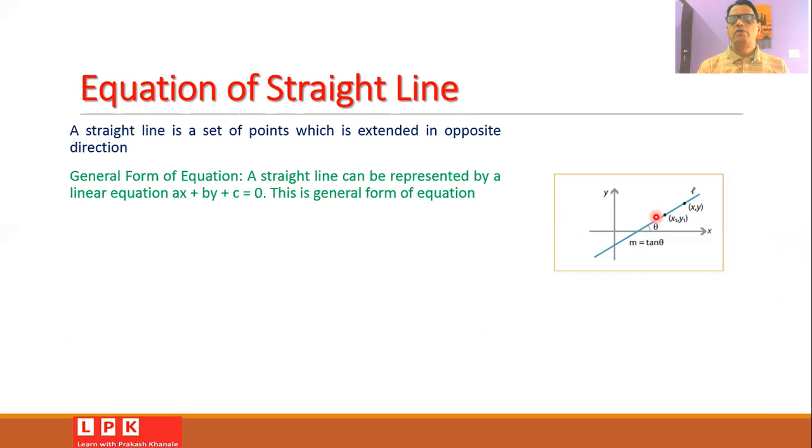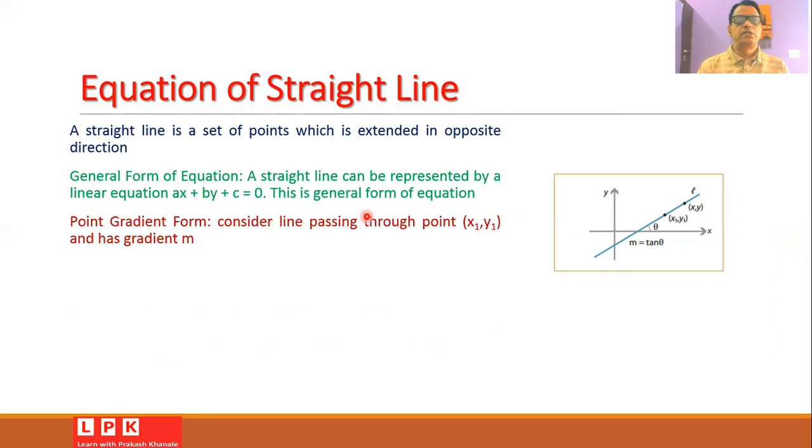Now, as far as the general form of the equation is concerned, a straight line can be represented by the linear equation ax plus by plus c is equal to 0. And therefore, one can say that this is the general form of the equation for the straight line. There are different forms of the equation for the straight line. Another form is the point gradient form. Now we will consider the line, and suppose the line is passing through the point x1, y1, and suppose the line has a slope equal to m.